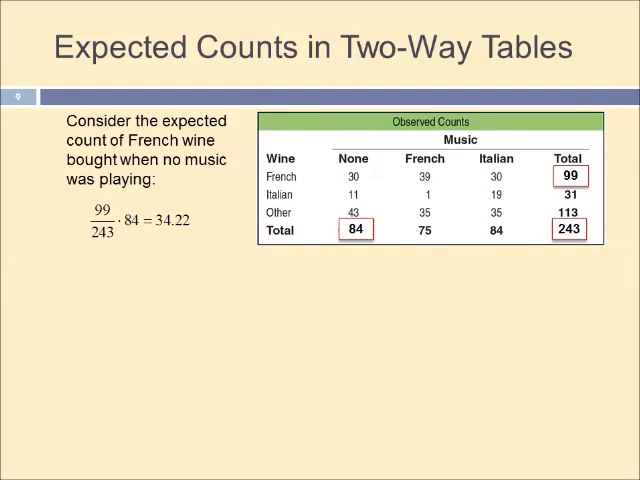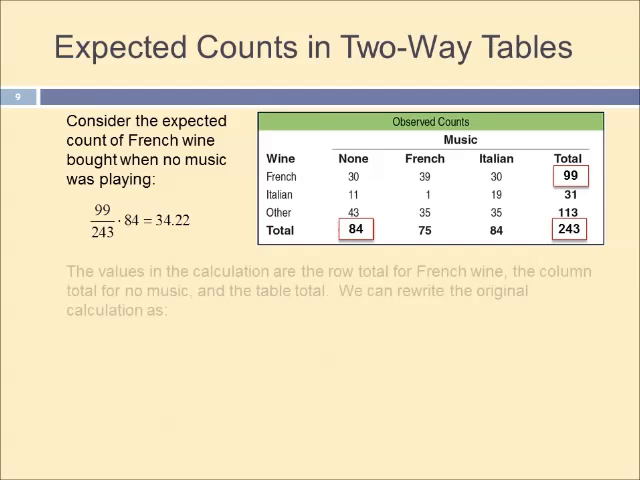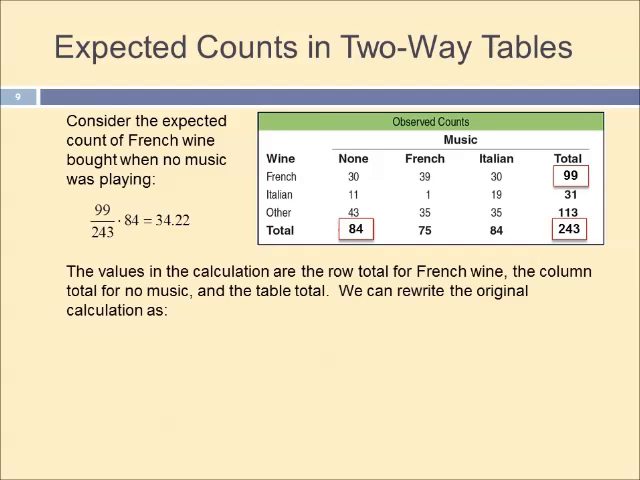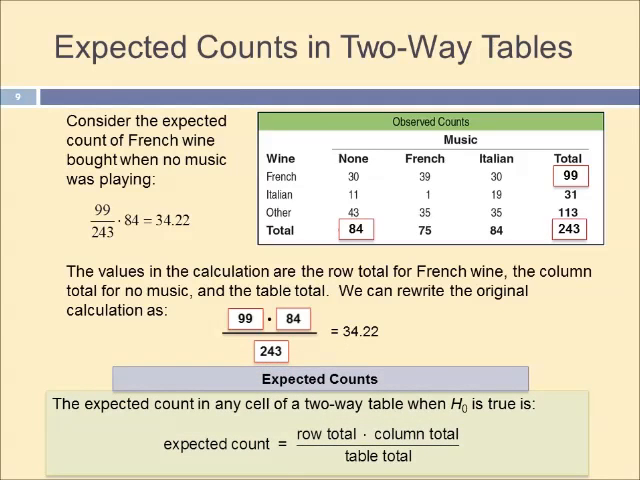So let's consider again the expected count of French wine bought when no music is playing. The values in the calculation are the row total for French wine, the column total for no music, and the table total. We can rewrite the original calculation as this. So the expected count in any cell of a two-way table when the null hypothesis is true is given by the row total times the column total divided by the table total.